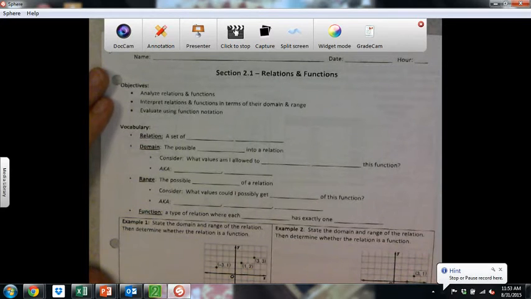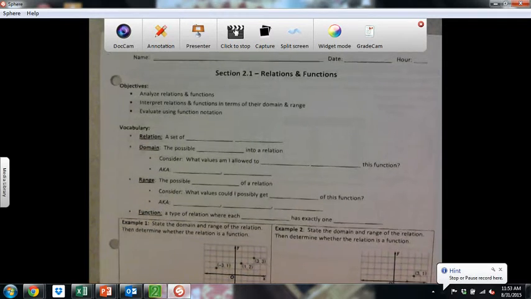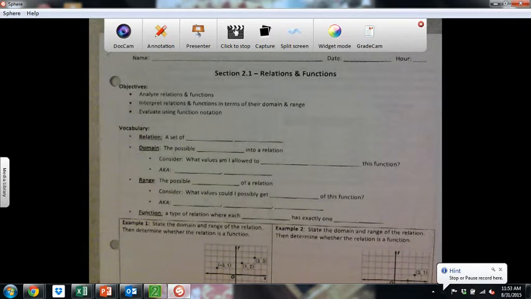As we start chapter 2, we're going to get into different types of relations and functions. We have used the vocabulary of a function before when we talked about function notation with evaluating expressions. We're going to continue to talk about function notation, not just for evaluating, but for also looking at a graph.